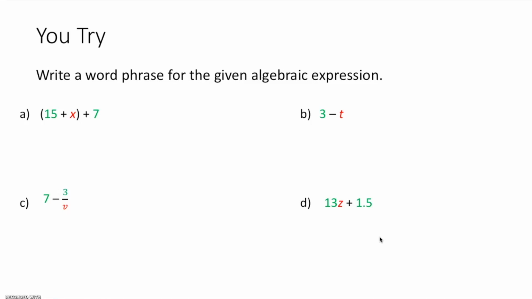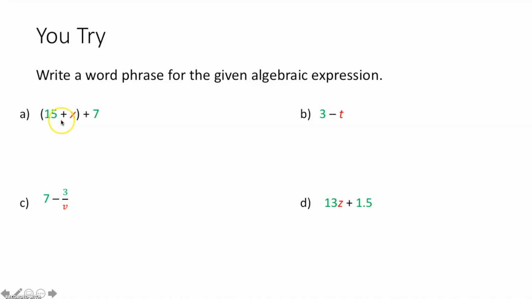Why don't you try this math problem? Okay, so again, we're going to take these expressions and we are going to write a word phrase for them. And each of these has multiple answers. Okay, I'm giving you a sample answer, the most specific way I would like you to write it. So for part A, we have the quantity 15 plus x plus 7. Now again, that is a valid word phrase that describes this expression. Or you can get more specific.